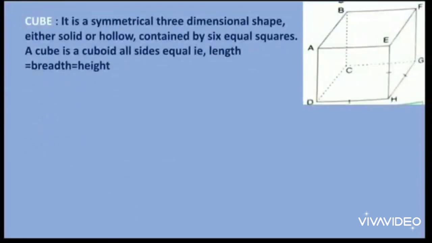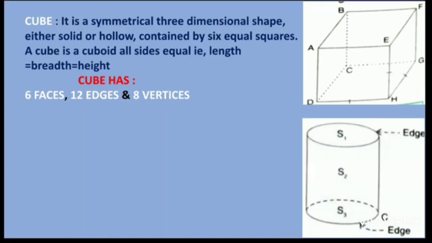Let's see another figure, which is a cube. It is a symmetrical three-dimensional shape, either solid or hollow, contained by 6 equal squares. So all the squares are equal in shape. A cube is a cuboid with all sides equal, that is, length is equal to breadth is equal to height. So a cube has 6 faces, 12 edges, and 8 vertices.